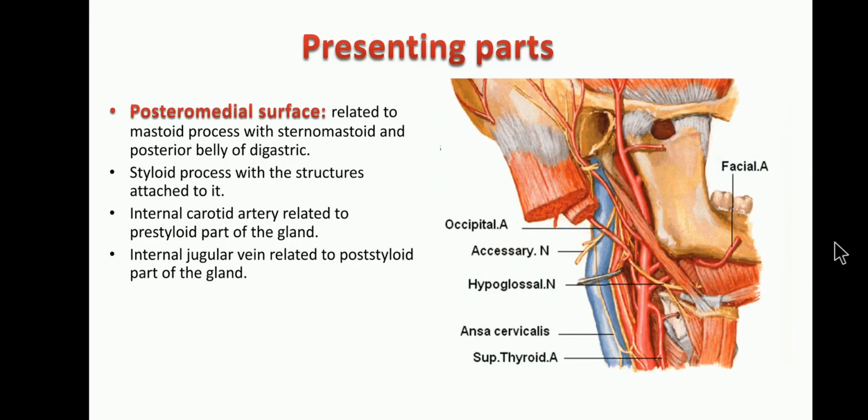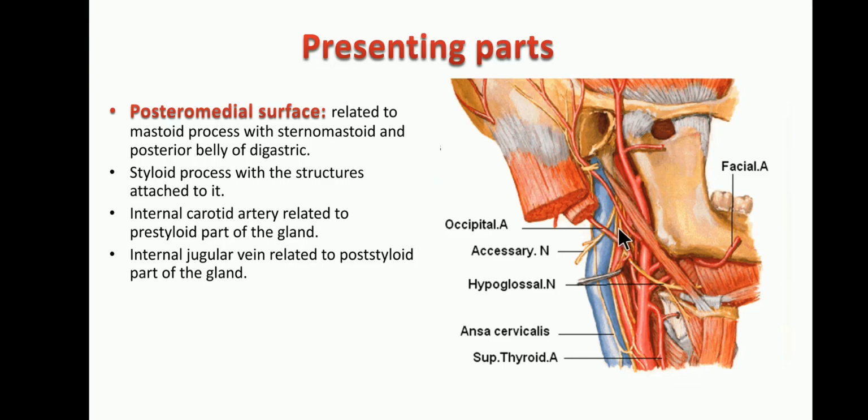So now you are able to see the parotid gland removed. So that is your internal carotid artery and your internal jugular vein. This is your styloid process. Pre-styloid part of the gland will be related to internal carotid artery. Post-styloid part will be related to the internal jugular vein. Between these two, you have the last 4 cranial nerves emerging. So anteriorly, you are able to see the hypoglossal nerve. This is your 11th cranial nerve, spinal part of accessory nerve. Okay, and then this is your vagus nerve.